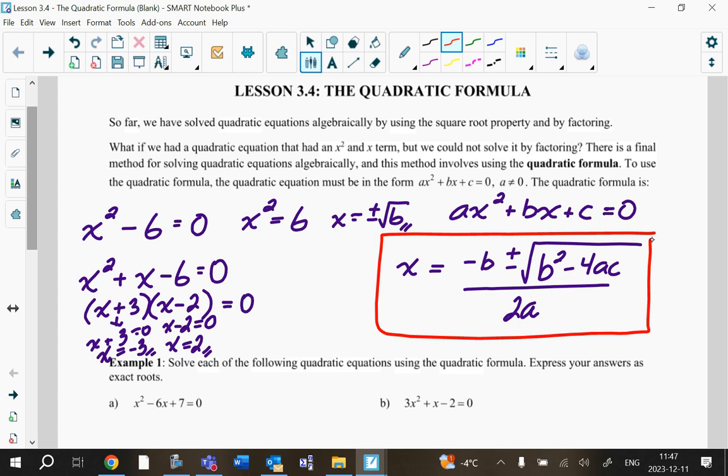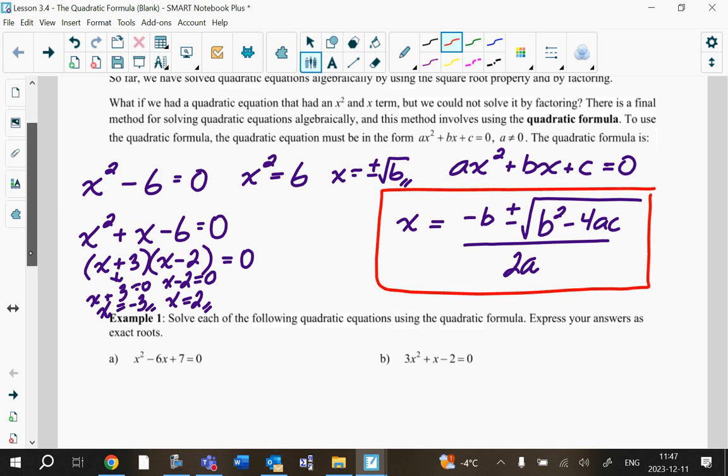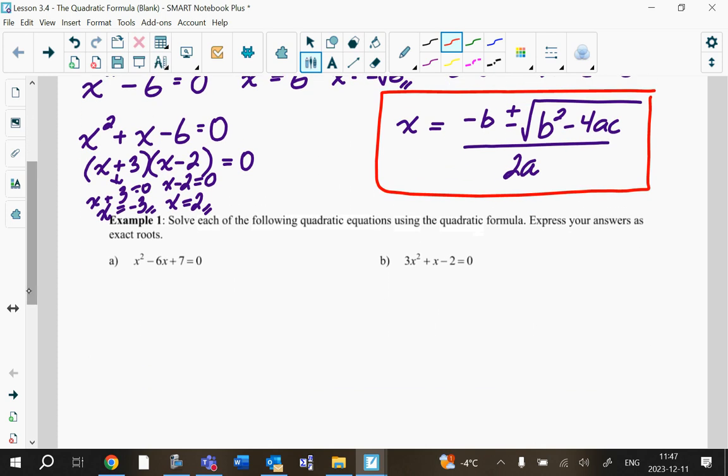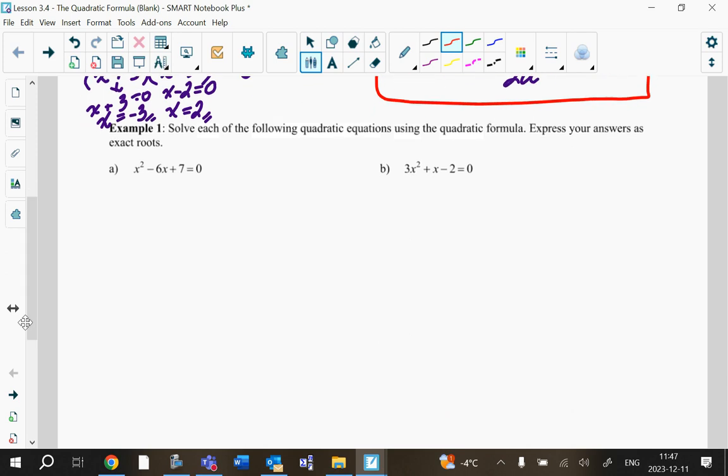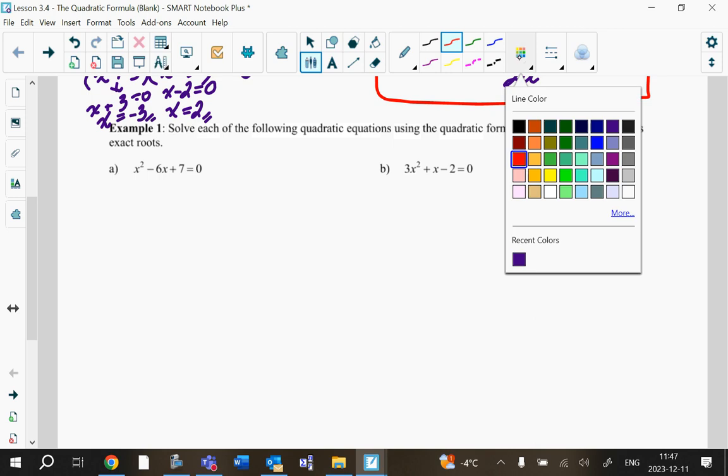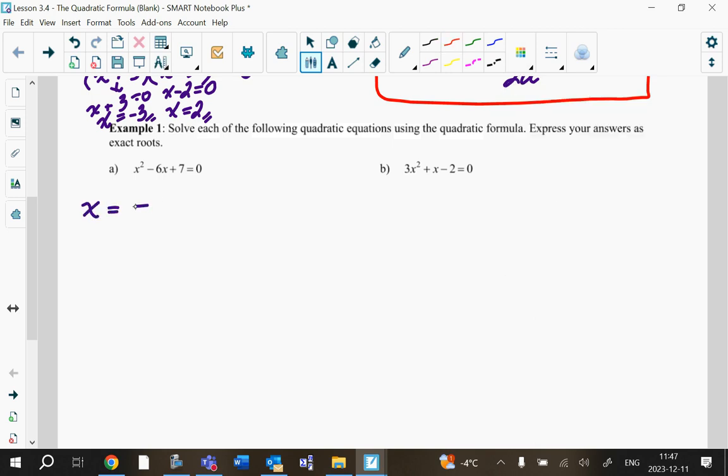So here are some examples where all we're going to do is use the formula, simplify as much as we can. So I'm just going to rewrite this formula so we have it as a reference. X equals negative b plus or minus the square root of b squared minus 4ac, divided by 2a.